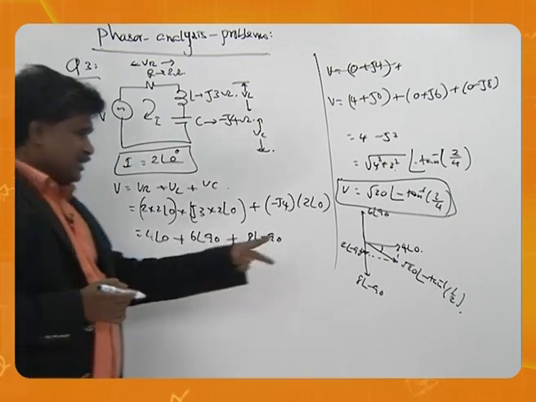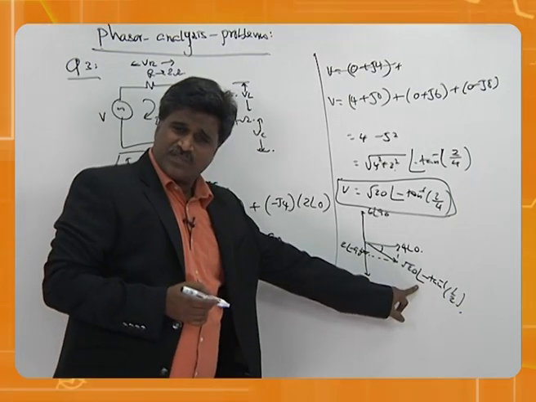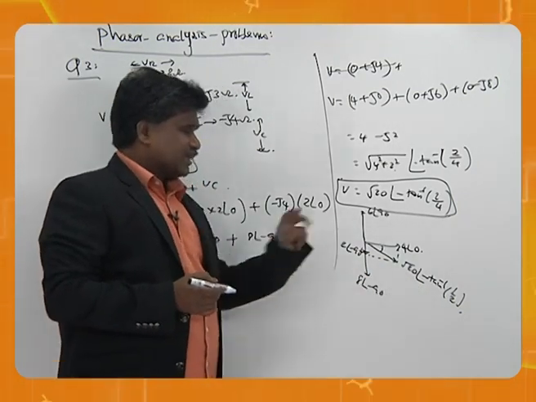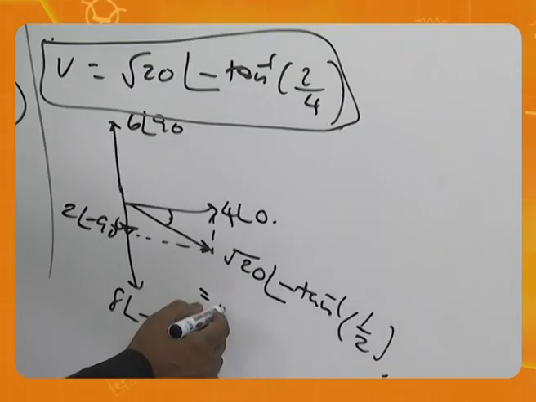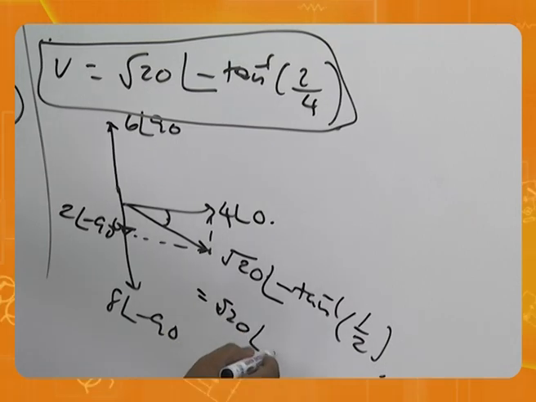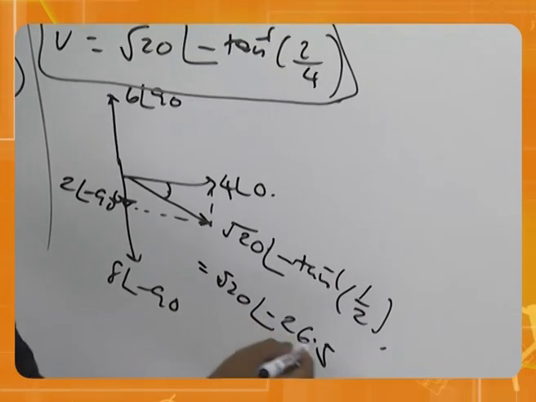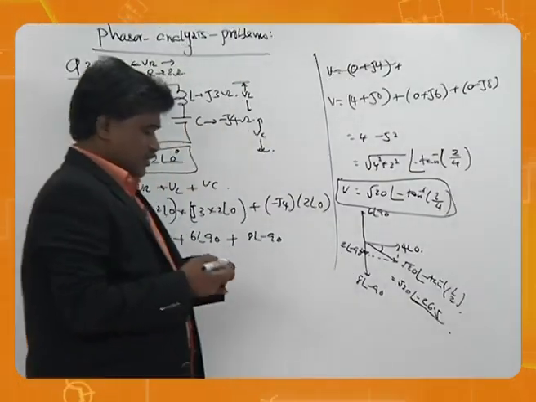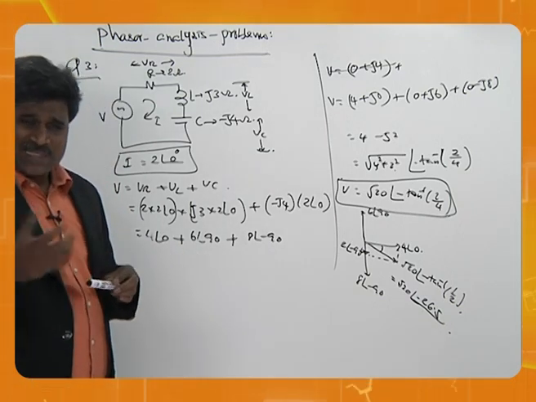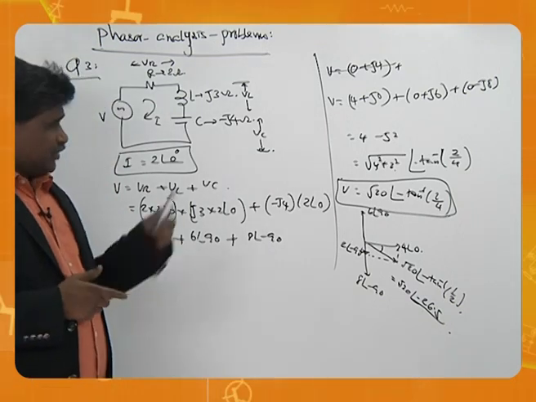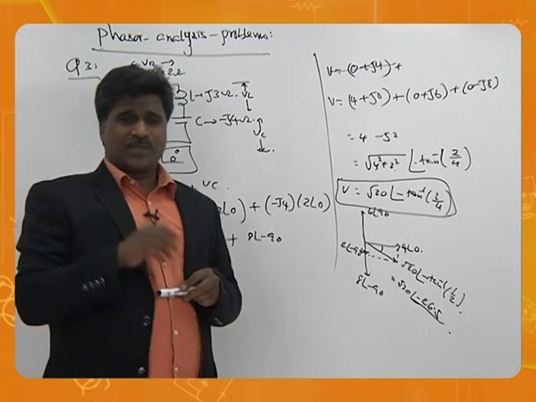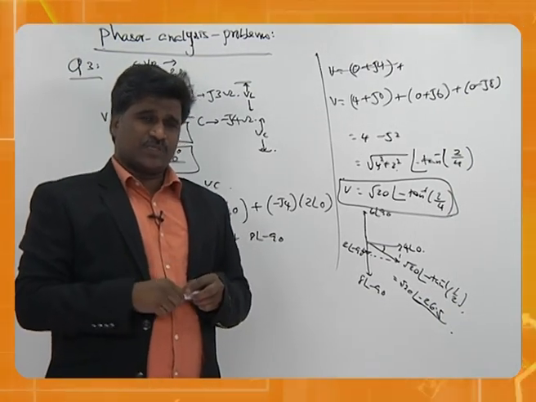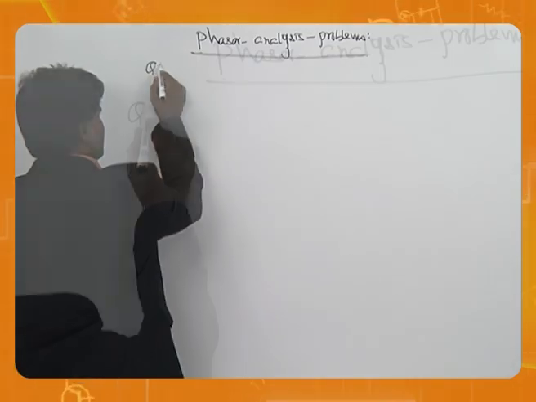Sometimes the examiner leaves the answer in terms of tan inverse directly, or sometimes he converts it and gives the answer. For example, if you convert this answer, this is root 20 angle minus 26.5. So it depends on the answers given in the options. Check the answer. So that's your solution for this problem. Question number 4.